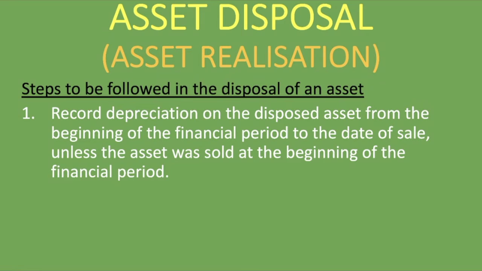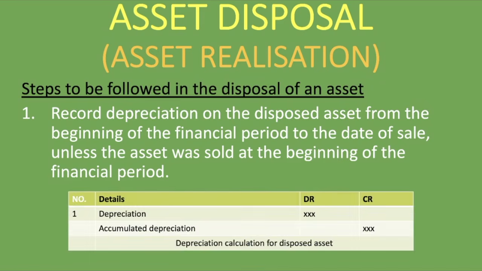But if you sold the asset at the beginning of the financial period, so if our period started on the 1st of March 2022, and that's the date at which you sold your asset, then obviously we have no depreciation for this particular asset for this financial period. So you will note that step 1 will not have to be followed, all right? That's if you sold the asset at the beginning of the period. But what is the journal entry if we sold the asset after the beginning of the financial period? Well, here's the journal entry. You will debit depreciation and you will credit accumulated depreciation. And obviously the narration there is the depreciation calculation for disposed asset.